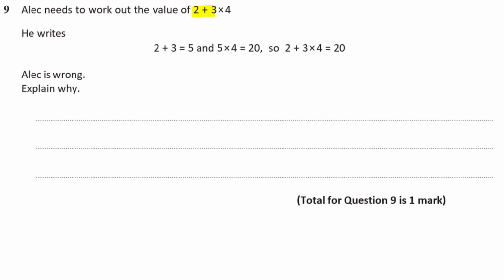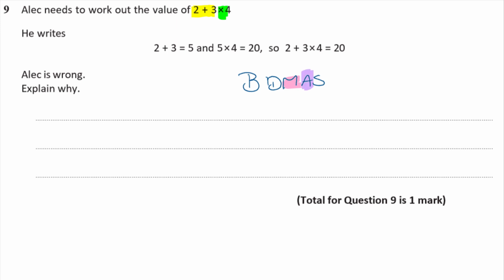He's added these two together first, and then he has multiplied by 4, which is against the rules of BIDMAS. Brackets, indices, division, multiplication, addition and subtraction. This little word dictates how we're meant to approach order of operations. There are no brackets, no indices, no division, but there is multiplication in this, and there is addition.